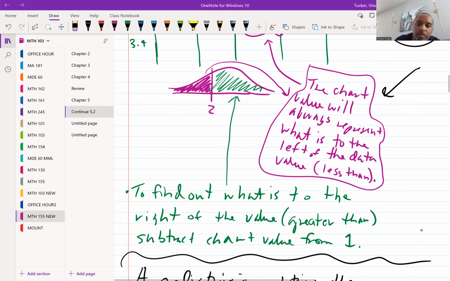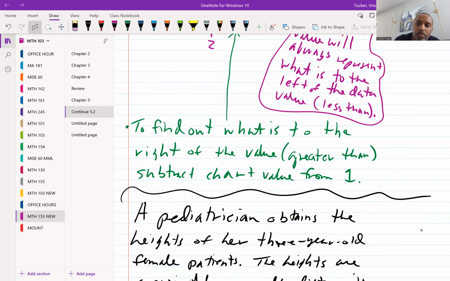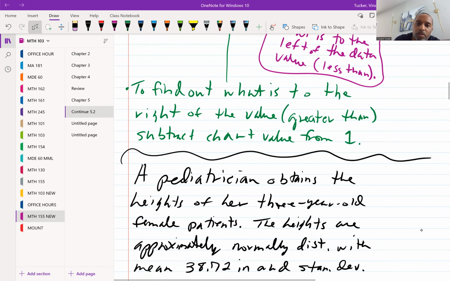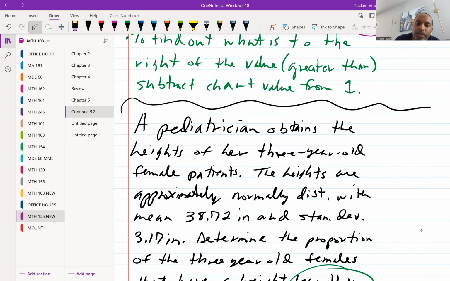All right, can I scroll up? Anybody hold on to green?